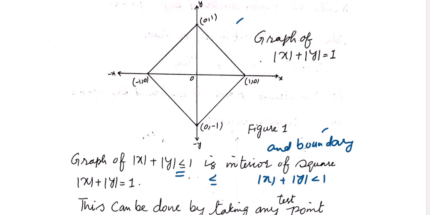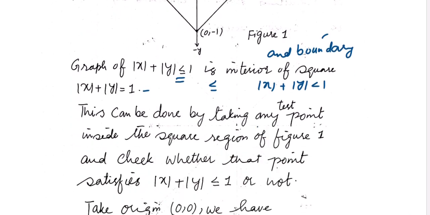So the graph of this inequality is actually the interior and boundary of this. This can be done by taking any test point inside the square region, our region number 1, and checking whether that point satisfies this inequality or not.